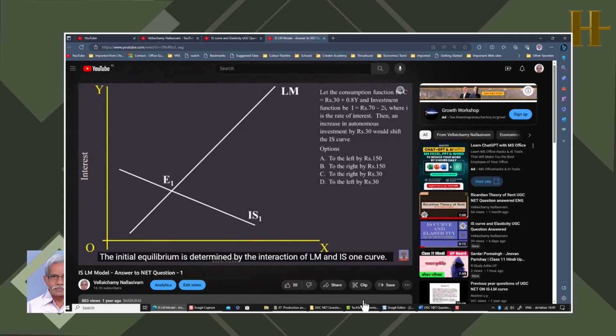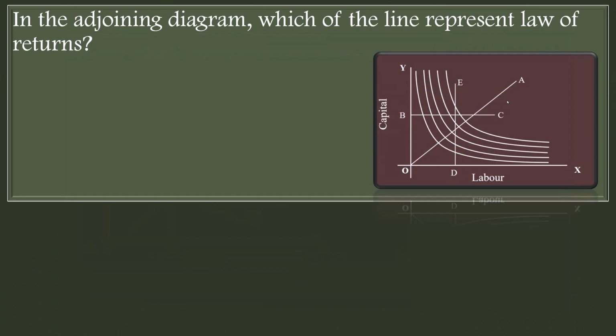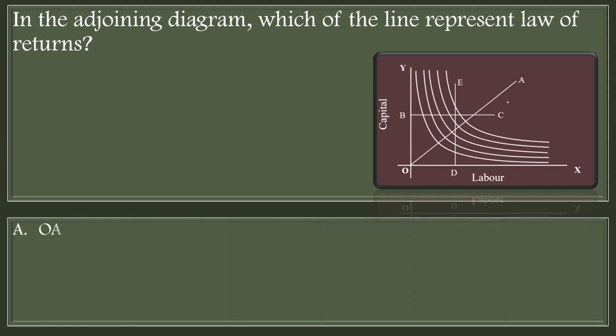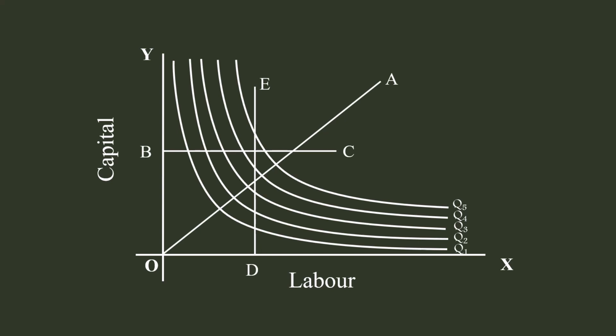With this, we shall see answers to some of the UGC NET questions. In the adjoining diagram, which of the lines represents the law of returns? Options: A. OA, B. BC, C. DE, D. Both B and C. The diagram is an isoquant map. There are three lines in this graph: OA, ED and BC. We have to identify the line or lines which represent the law of returns.